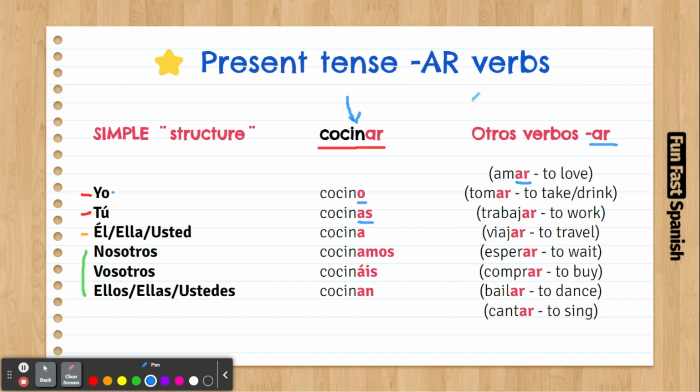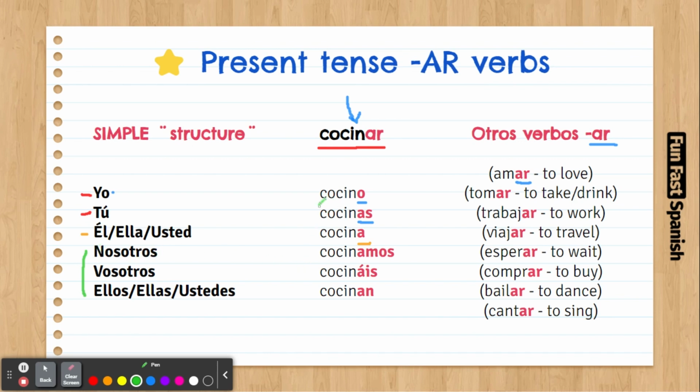Okay. Let's do it now with the third person here. So, él is he. Él cocina. Ella, which is she. Ella cocina. And that'll be it. Usted is you, formal. Usted cocina.